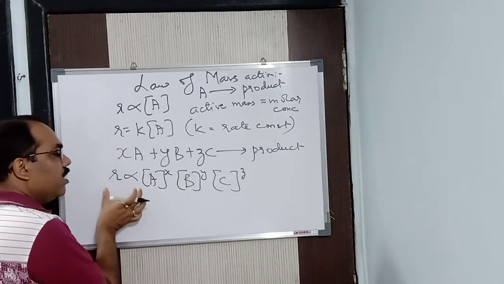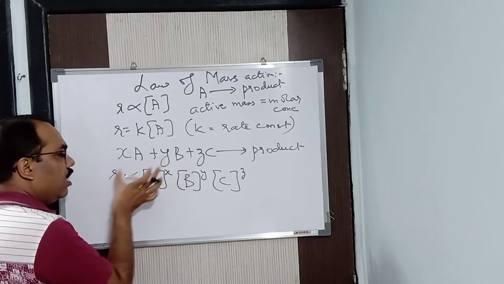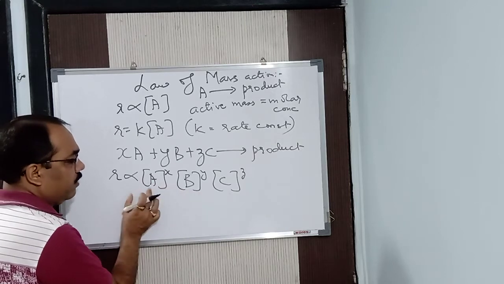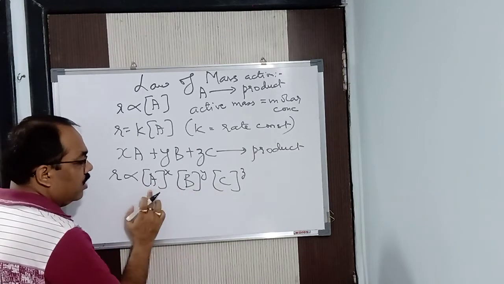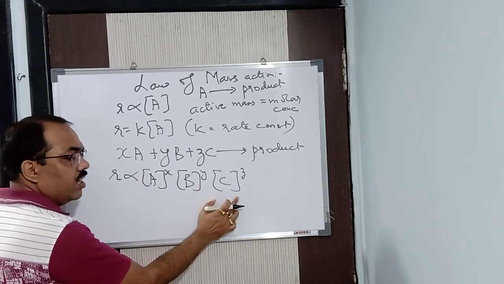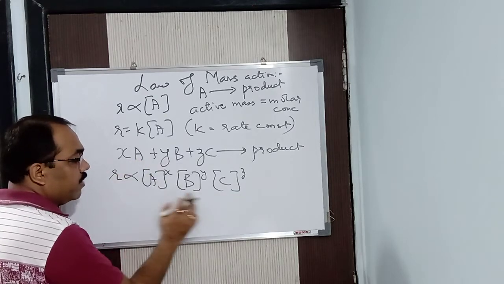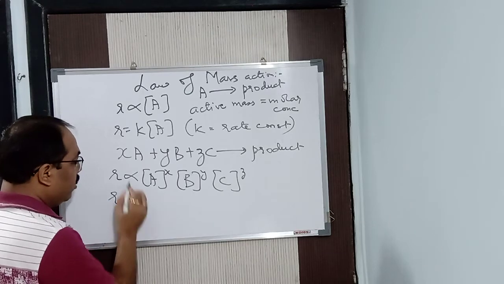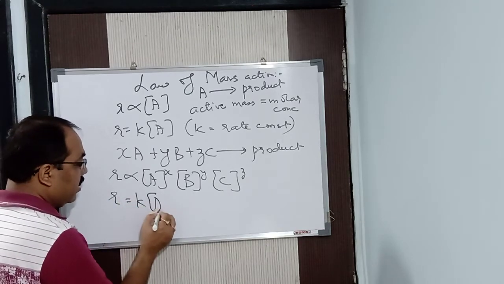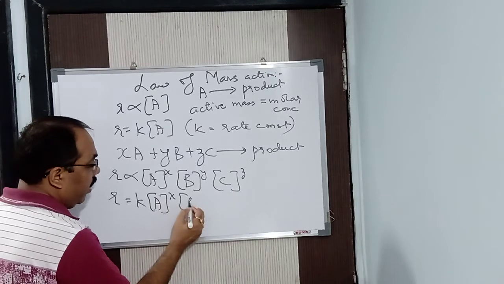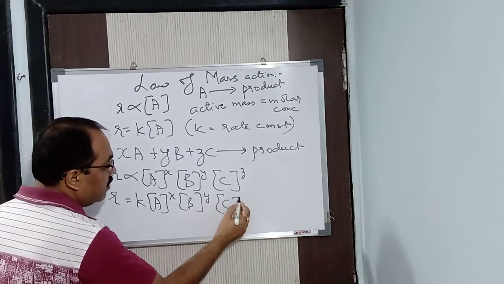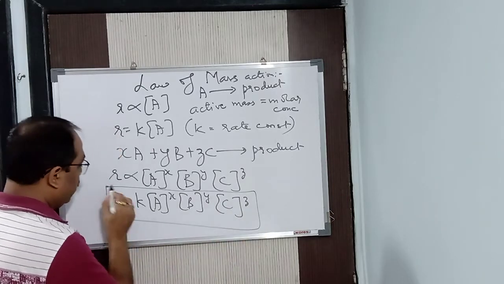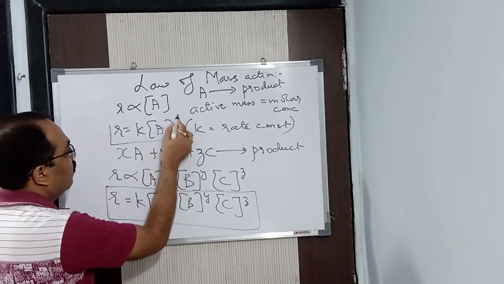Understood? It is saying the rate of a chemical reaction is directly proportional to the product of the active masses of the reactants. See, I have multiplied the active masses. Now again, to remove the proportional sign, we take a constant, that is K. So rate is K into A to the power X, B to the power Y and C to the power Z. So this is your law of mass action, this one or this one, whichever you want to say.